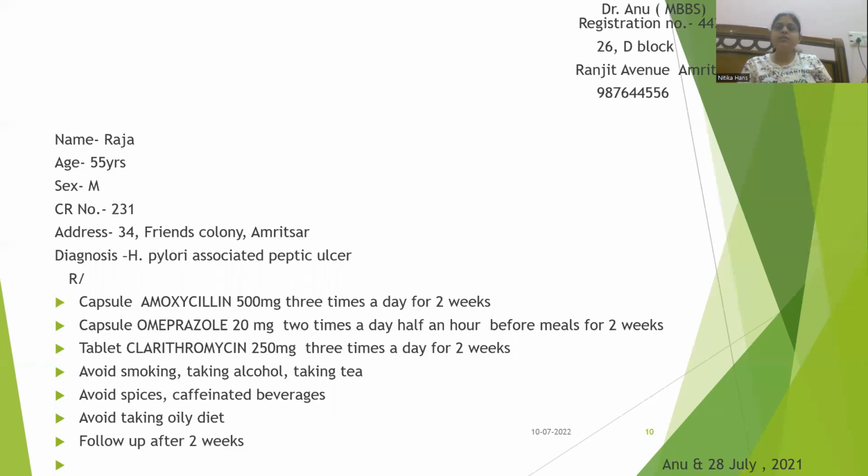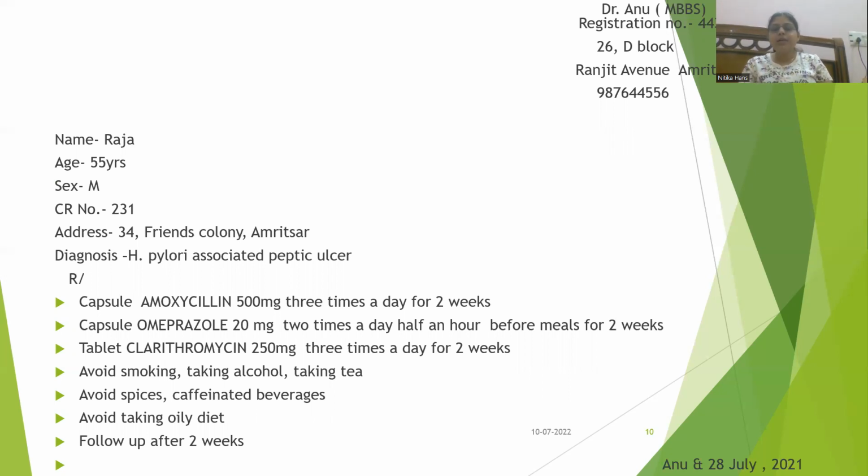But this is how it should be written. The details of the patient and doctor are given on the upper right hand side, in the superscription part, with details of the patient. For H. pylori associated ulcer, capsule amoxicillin 500 milligram 3 times a day for 2 weeks, capsule omeprazole 20 milligram 2 times a day, half an hour before meals for 2 weeks, and erythromycin tablets 250 milligram 3 times a day for 2 weeks.